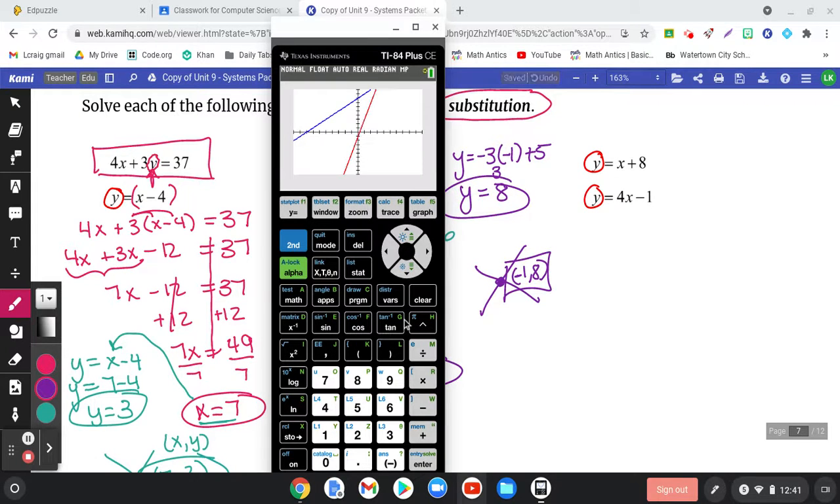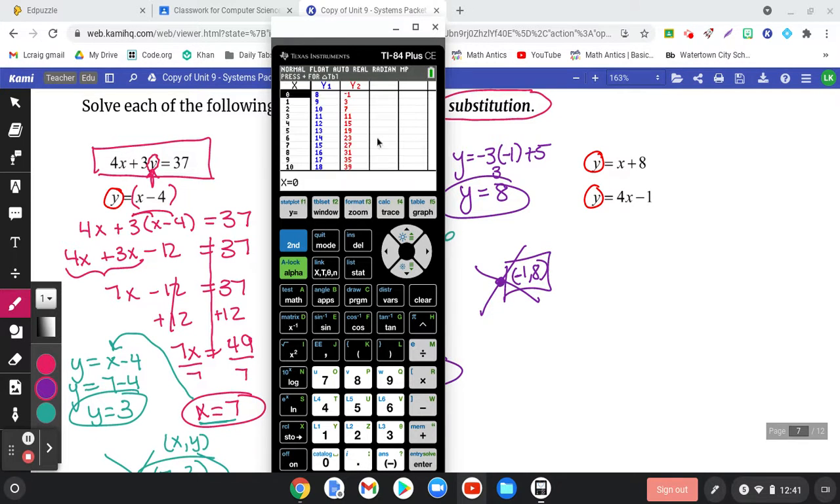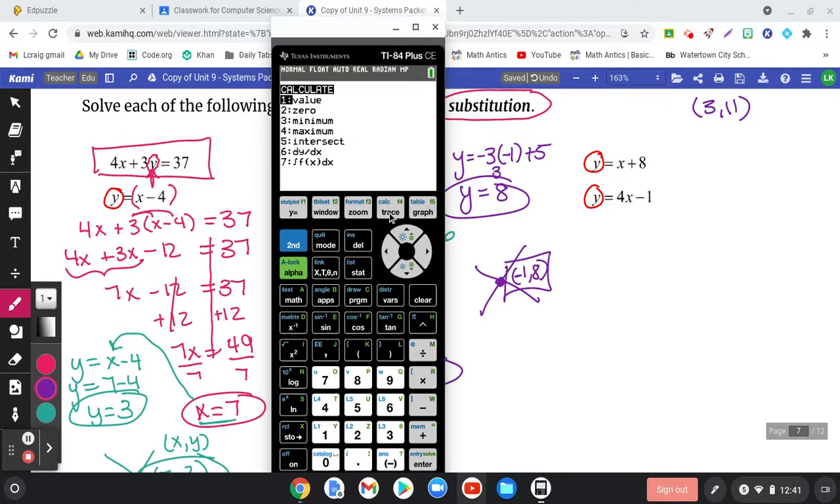So if we look at the graph, I can't see where they're crossing, but I could look at the table. Look to see where their y values are the same. See how those both contain the point 3, 11? That's going to be your answer in the end. You could also go back to the graph, second calc, and choose choice 5, intersect. Even though it's not on the graph, it tells you what the intersection is, 3, 11.